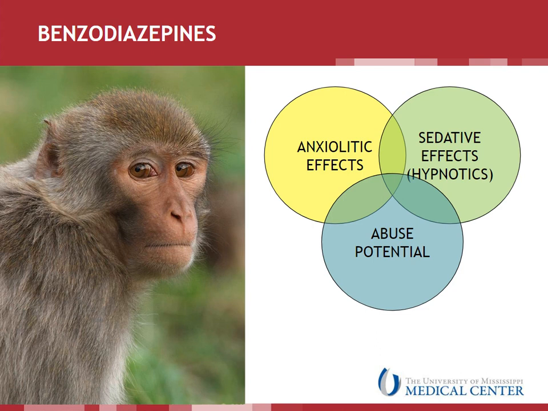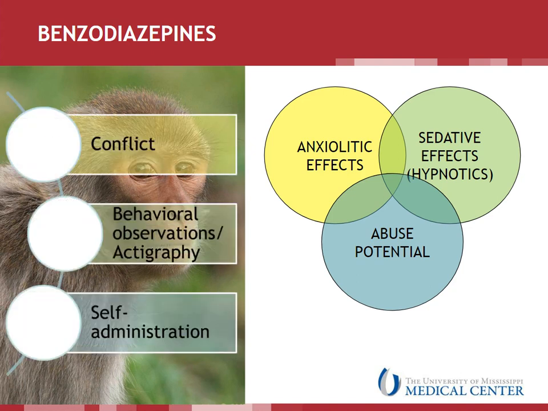But going back to our models in non-human primates, the anxiolytic effects of benzodiazepines can be measured using the conflict procedure. The sedative effects of benzodiazepine drugs can be measured using quantitative behavior observations or actigraphy, and the abuse potential or the reinforcing effects of benzodiazepines can be investigated using drug self-administration models. Today, I will go over all of these models and show you some data from our laboratory with conventional or non-selective benzodiazepines, so you can become familiar with the main behavioral models used to investigate the behavioral effects of these drugs in rhesus monkeys.